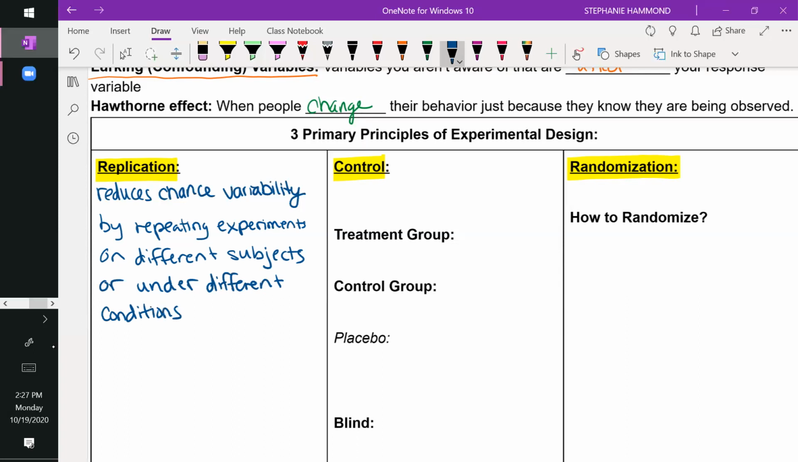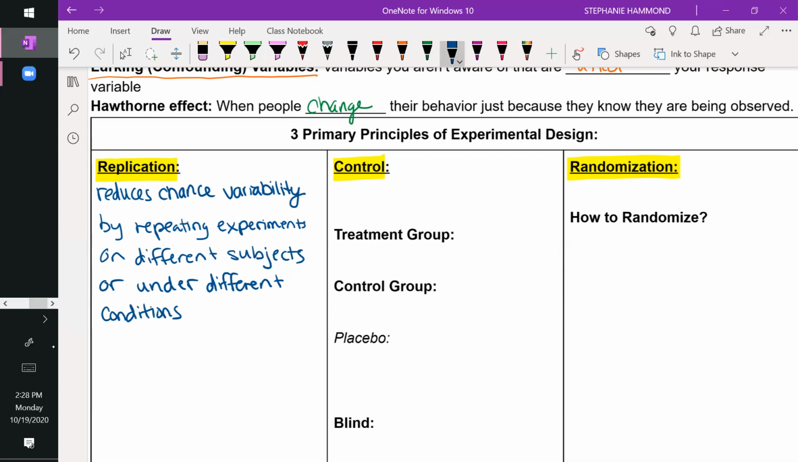So by repeating our experiment over and over again, we're producing more and more pieces of data that can help us to determine what the actual conclusion is. So when we repeat those experiments over and over again, we can either get new subjects or we can use the same types of subjects under a different set of conditions to see if anything would change and to represent more parts of the entire population.